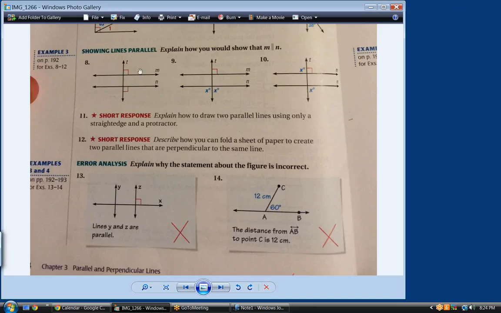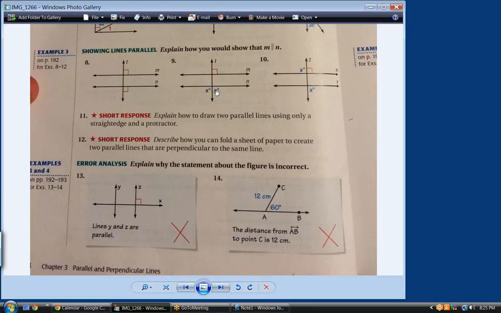So, if we look at problem 8, we see that that angle's 90, that angle's 90. Well, we have that theorem that says when one of them is 90, all four of them are 90. So, all four of those are 90, all four of those are 90. That means that angle 3 is equal to angle 6, which means line M is parallel to line N. Okay. Number 9.